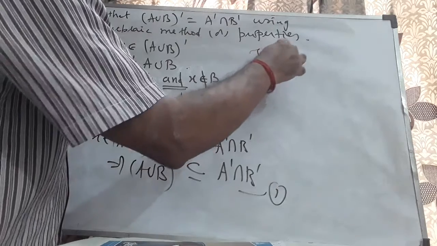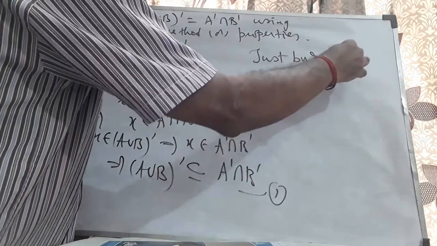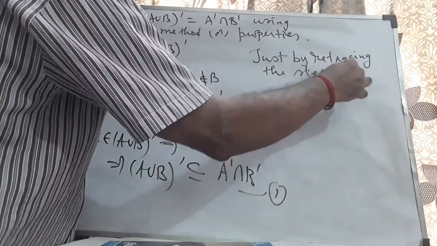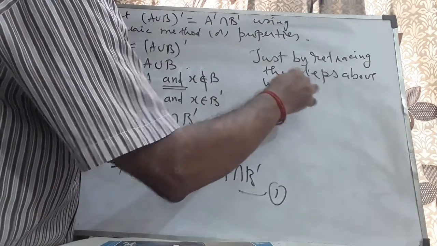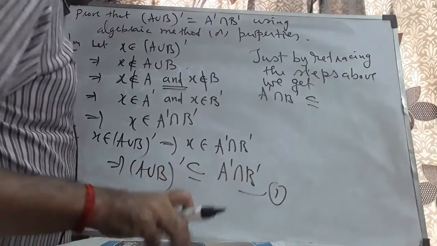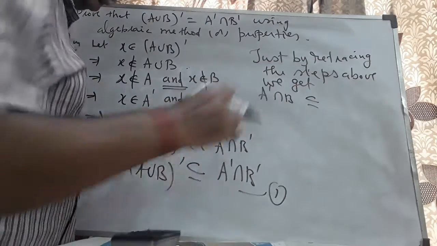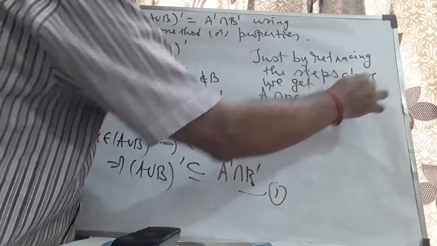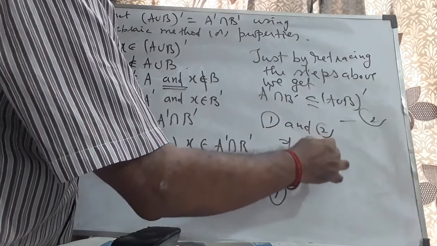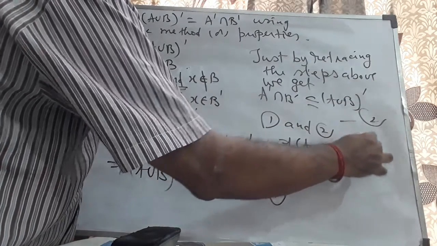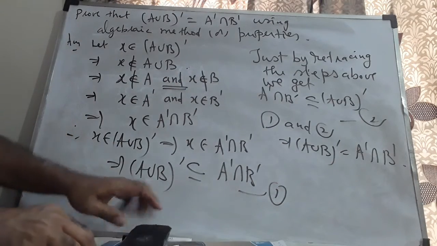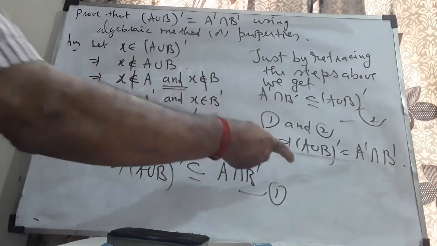Okay, just by retracing the steps, we can write like this. Retracing the steps above, we get A' intersection B' is a subset of (A union B)'. Therefore, 1 and 2 will imply (A union B)' is equal to A' intersection B'. This complement of the union of two sets is equal to the intersection of the individual complements.